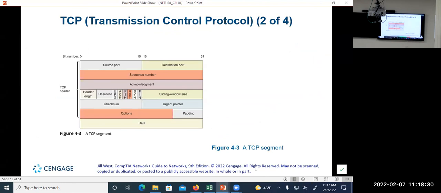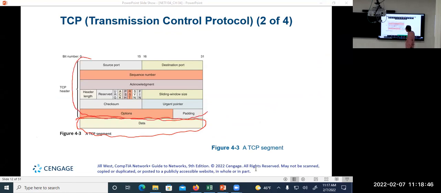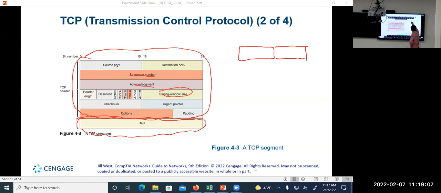Now if you look at the encapsulation, that is the process of encapsulation in TCP. The data comes from the application layer, but in order to deliver data, you have a process of encapsulation. Everything here is a header. You see source port, destination port, sequence number, acknowledgement, and a sliding window. To deliver the data from the application layer, you have a huge amount of header.